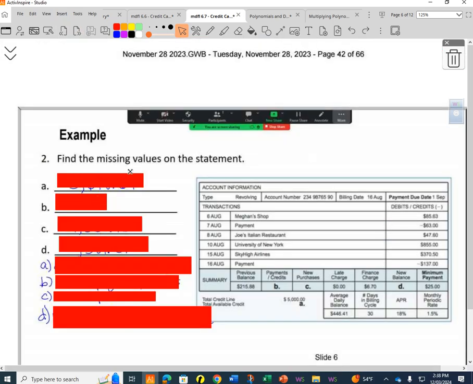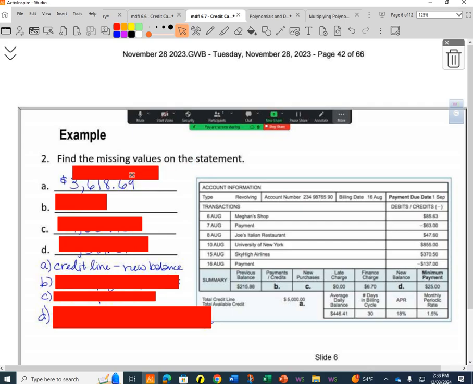Find the missing values for A. A is the credit line minus the new balance. And so the credit line minus the new balance. So the credit, oh, here's the A right here. So $5,000 minus the new balance.